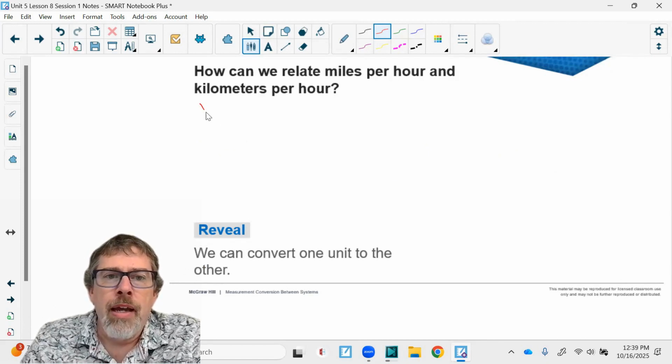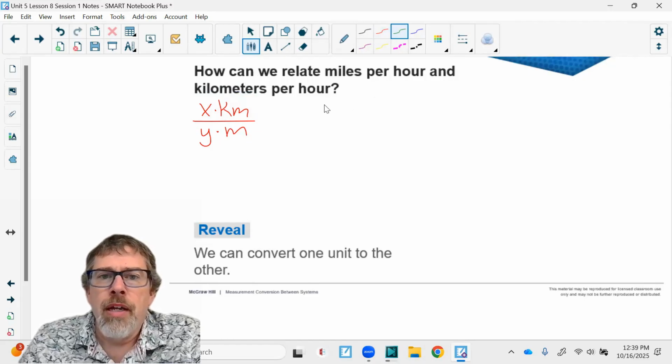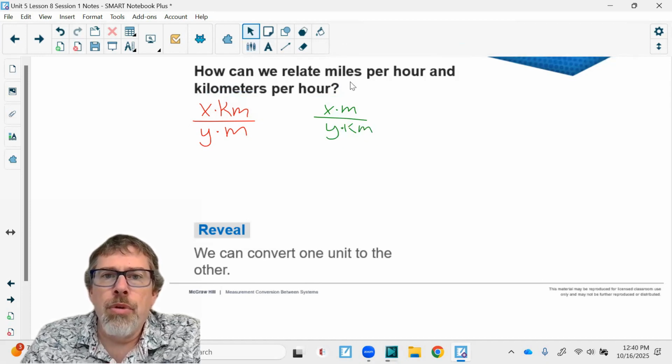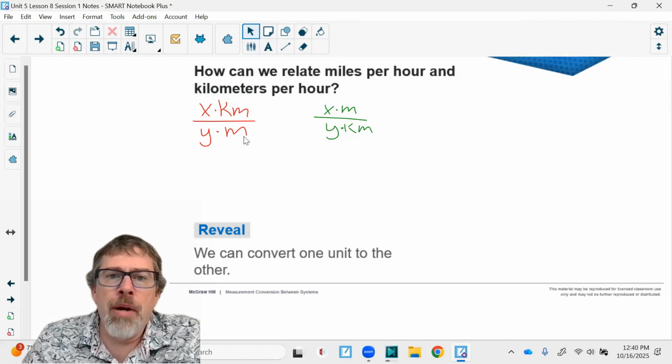We could say X number of kilometers over Y number of miles. That's one way, where X and Y are not equal, obviously. Or I could have put X number of miles in the numerator over Y number of kilometers. So those are the two ways we can relate them: kilometers per mile or miles per kilometer.